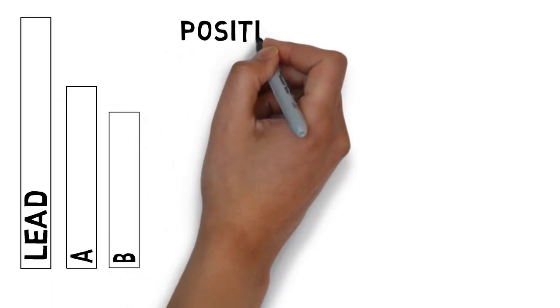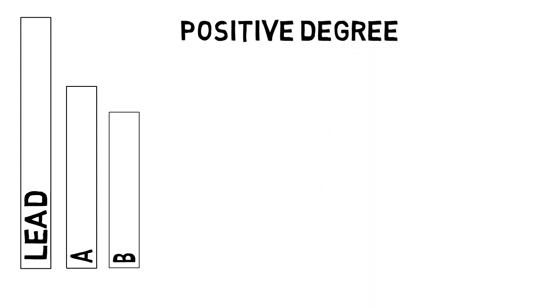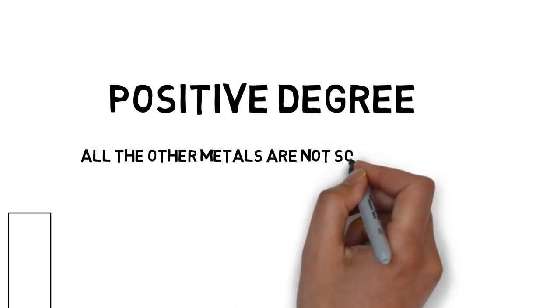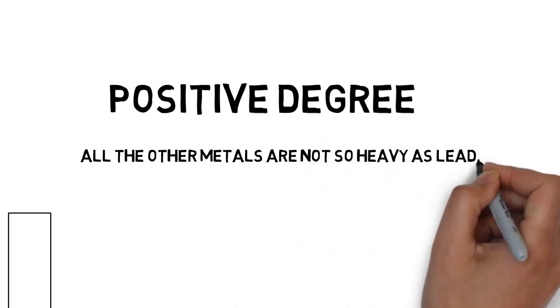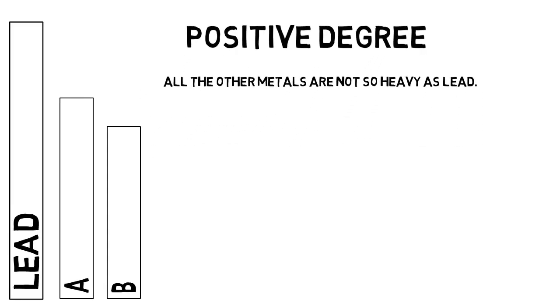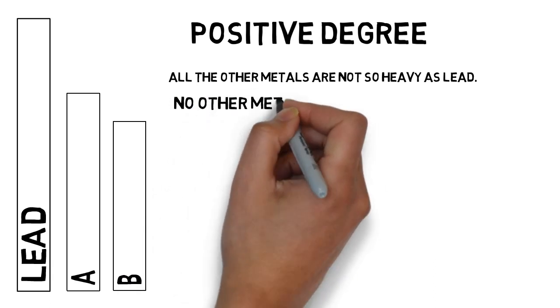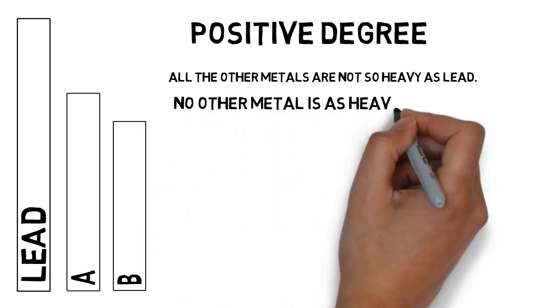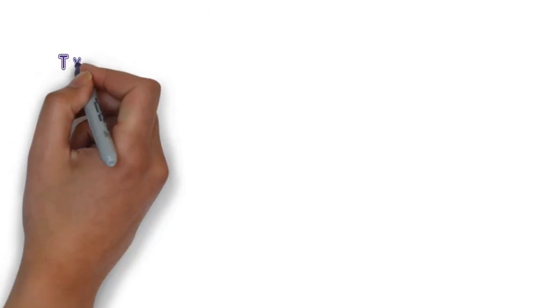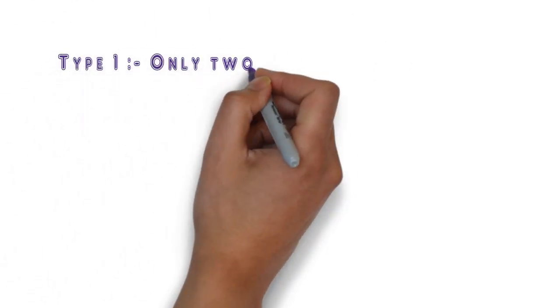Next is the positive degree. When you are writing the positive degree, you have to bring the other metals first. So all the other metals are, as all the other metals is plural. All the other metals are not so heavy as lead, or no other metal is as heavy as lead. Yes, so the 3 degrees are clear. This is the second method of it.